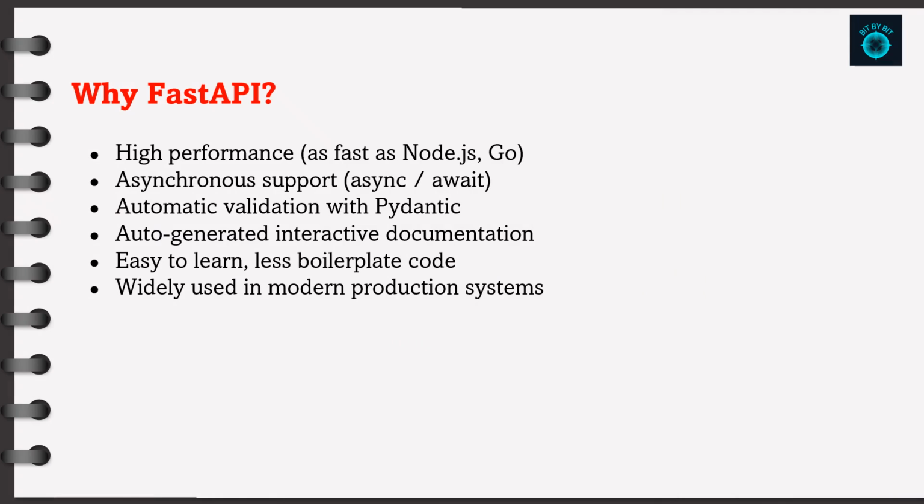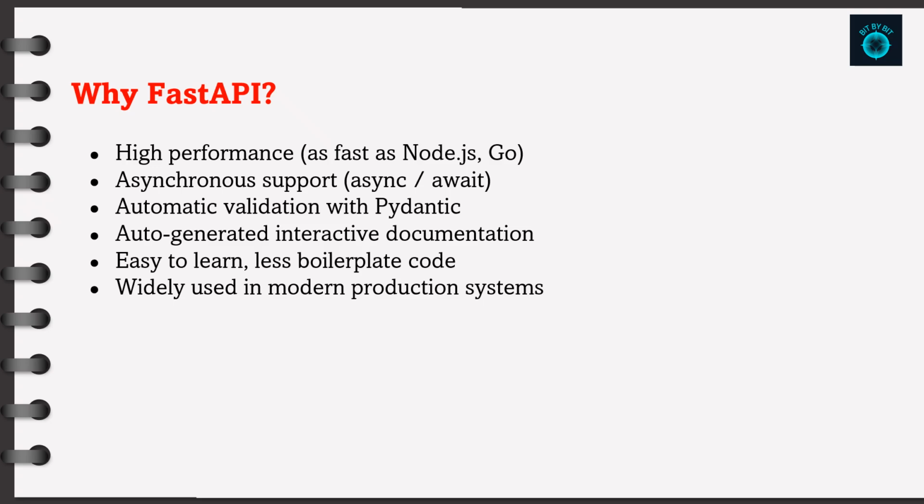Why should we use FastAPI instead of another framework? The first reason is performance. FastAPI is one of the fastest Python frameworks available today. Its performance is comparable to Node.js and even the Go language. This is possible because FastAPI is built on ASGI and uses modern asynchronous programming.